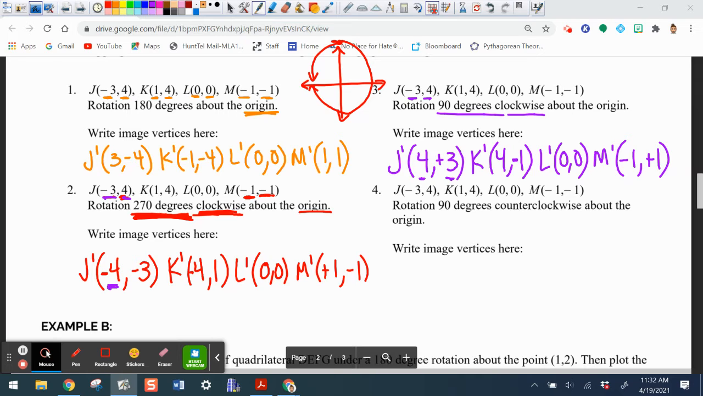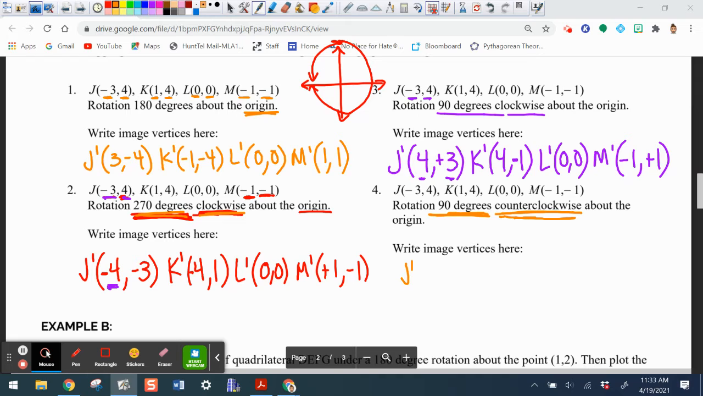Now let's look at item 4. Of course, I invite you to graph number 3, but we're going to move on to item 4. So it says a rotation of 90 degrees counterclockwise. Well, just a moment ago, we said that a 90 degrees counterclockwise rotation is the same thing as a 270 degree clockwise rotation. So the image points of number 4 should actually be the same as number 2.